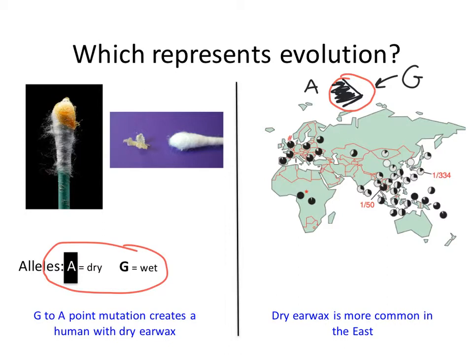So say you're a single individual on the left. You were the first human to have randomly occur a mutation that causes dry earwax. Say every human on the planet always had a G and always produced wet earwax. And the first mutation occurs, and you get one individual that produces dry earwax. Does that count as evolution?